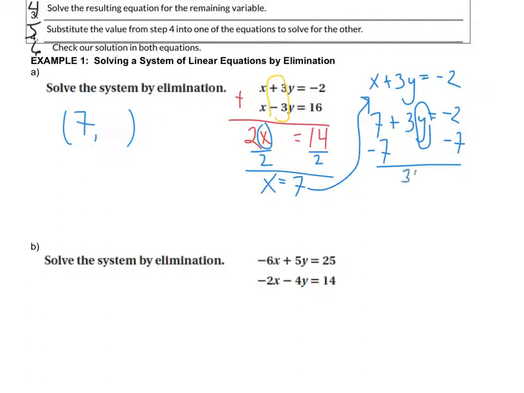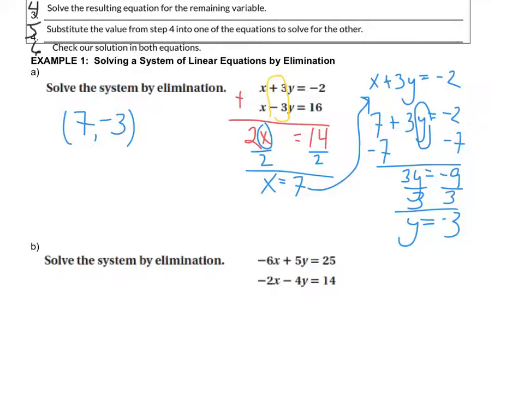I get 3y equals negative 9. Divide by 3. y equals negative 3. So the x was a 7. I used that to plug into one of the equations to now come out with negative 3.